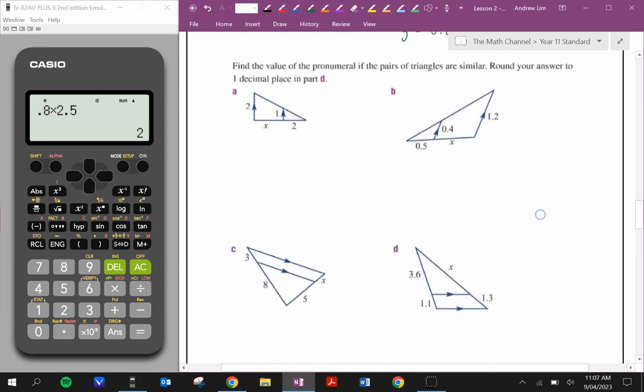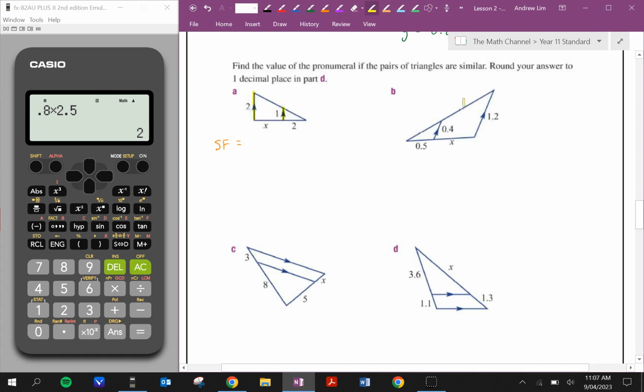Alright, let's have a look at these ones. Find the value of the pronumeral if the pairs of triangles are similar. Round your answer to 1 decimal place in part D. So whenever we've got a triangle in a triangle, these ones we have to know a bit more algebra. Okay, so we can see here that the scale factor will be this over this.